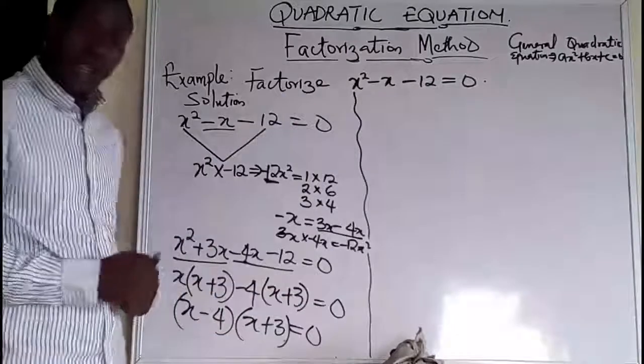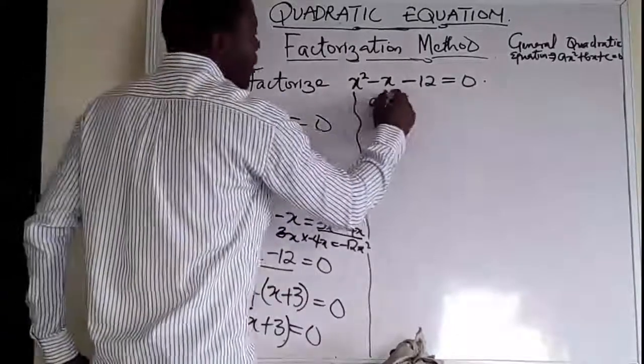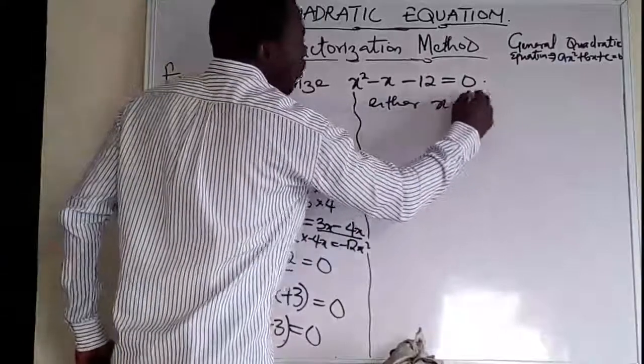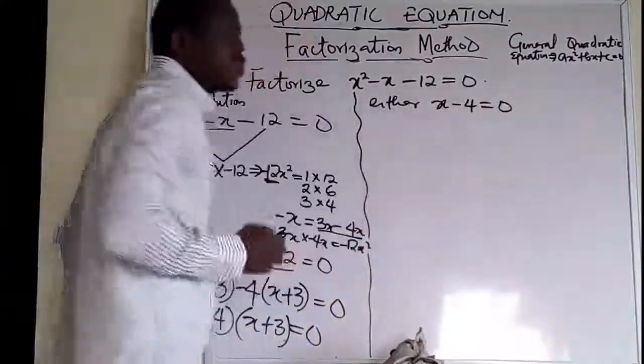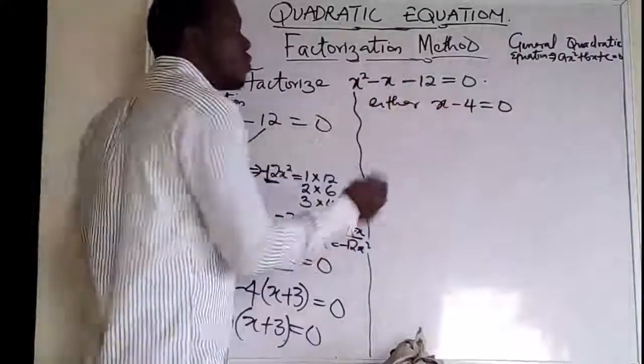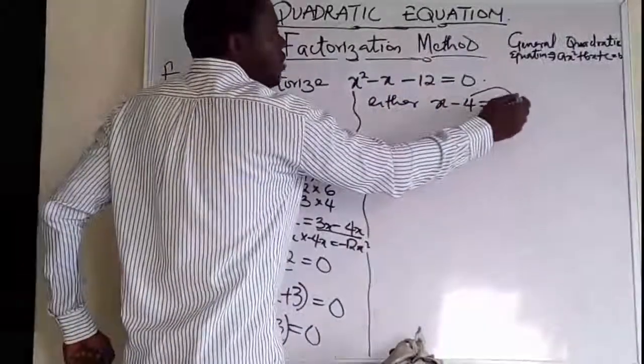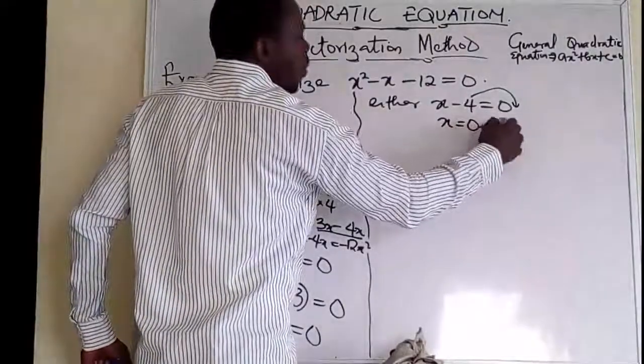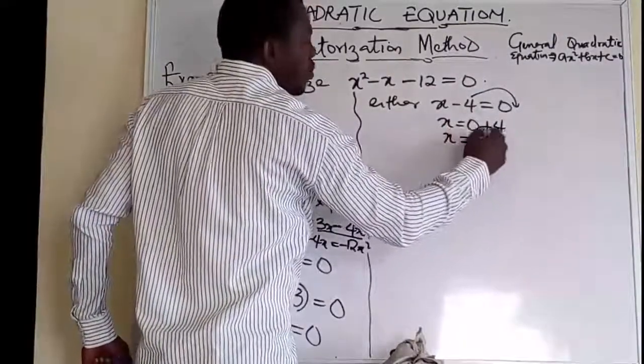So let's go to the other side as well, and then we say, well, either x minus 4 equal to 0. So if x minus 4 is equal to 0, what are we going to do? We can transfer this one to this side, and we have x equals 0 plus 4. So x equals 4.